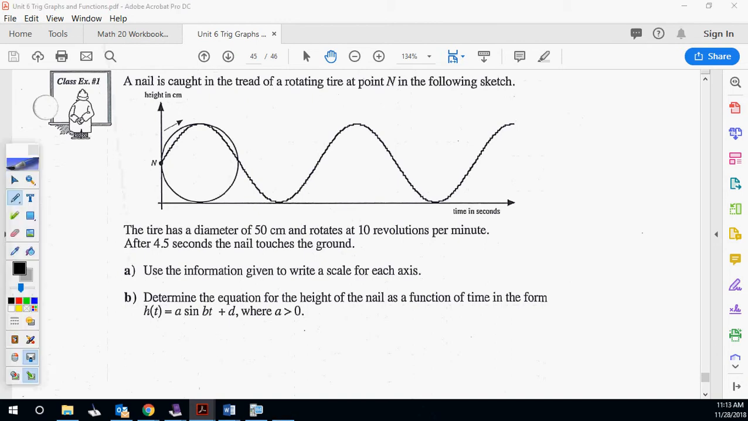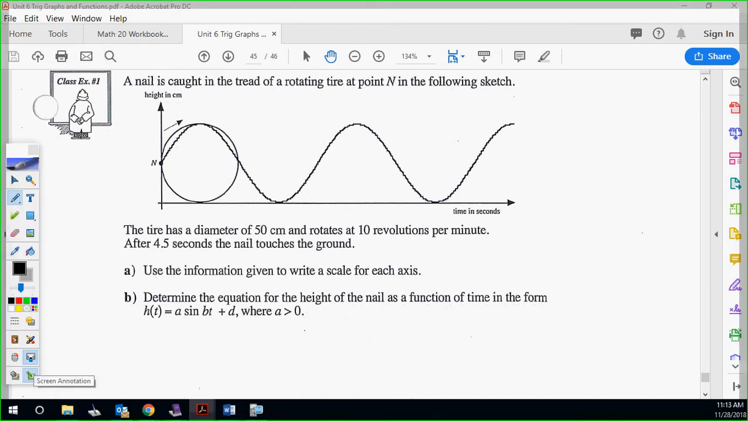Okay, a nail is caught in the tread of a rotating tire at point N. So the nail got stuck in a tire. The following graph is showing the path of the nail as it's going around the tire. Makes sense? The tire has a diameter of 50 centimeters and rotates at 10 revolutions per minute. After 4.5 seconds, the nail touches the ground. So at 4.5 seconds, that's this location. That's the nail hitting the ground.